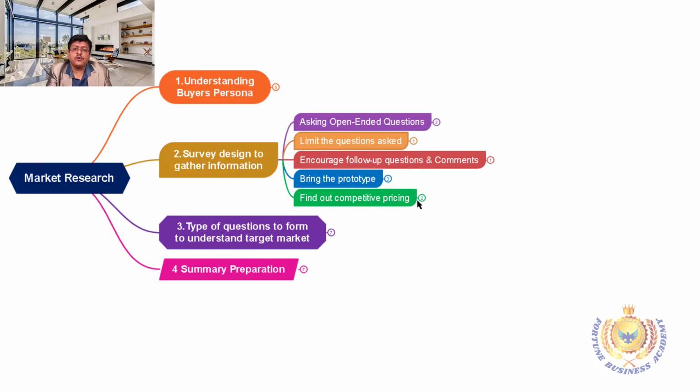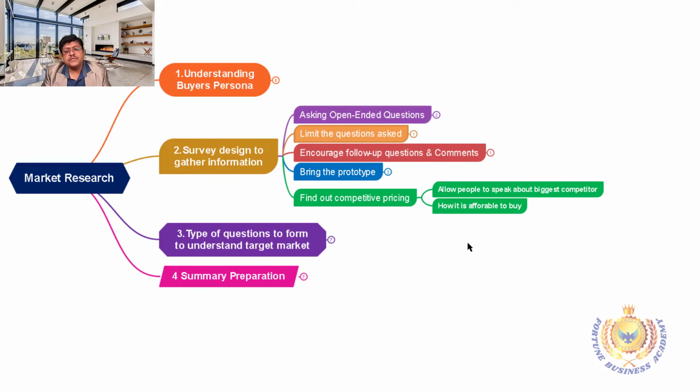Next, find out competitive pricing. Allow people to speak about the biggest competitor in that particular industry. How affordable do they feel it is in comparison with the biggest competitor?